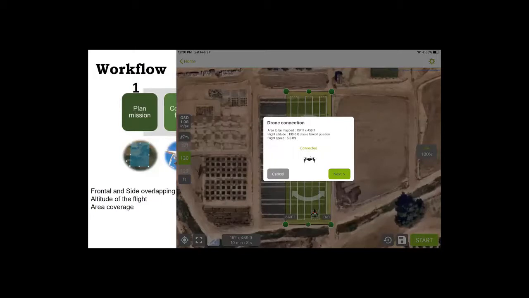Once we connect the drone, it will show a pop-up message. These are case specific, depending upon the application these things might be different, but I'm currently referring to Pix4D Capture. So once you connect the drone, it will show a pop-up message indicating the area covered, the altitude of the flight, and the flight speed. The time of the flight depends on all these settings, including the frontal and side overlapping of the images, altitude of the flight, and the area coverage.